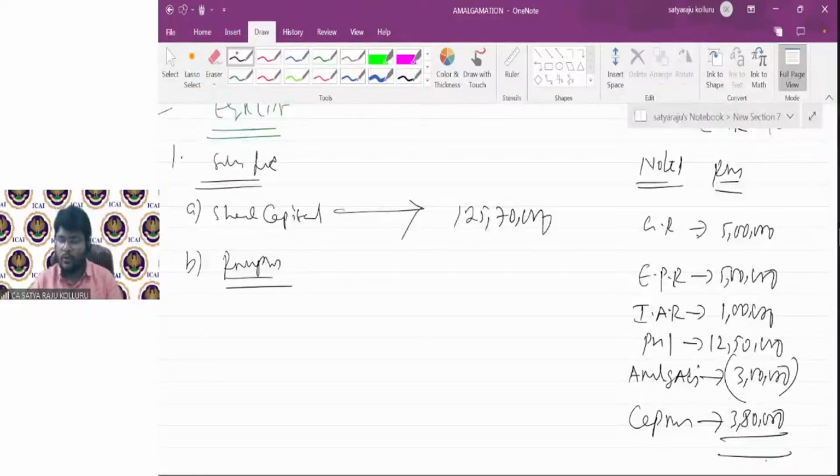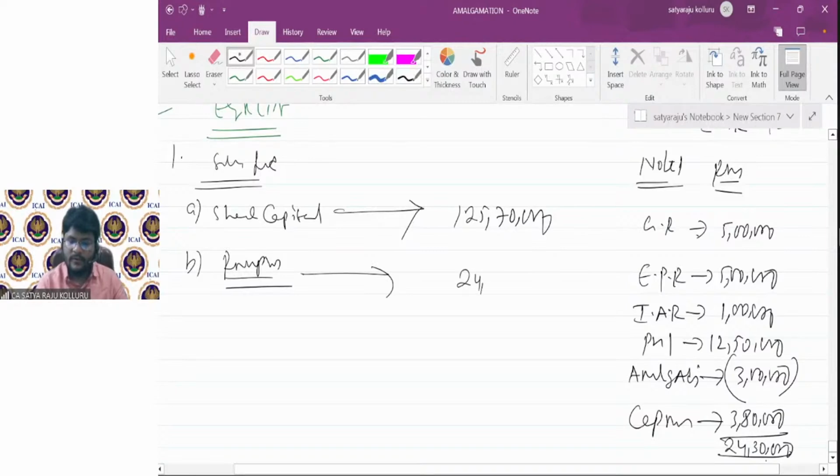Now let me know the total reserves and surplus. 5 lakhs plus 5 lakhs plus 13 lakh 50,000 minus 3 lakhs plus 3 lakh 80,000. 24 lakh 30,000. So reserves and surplus, I got 24 lakh 30,000.